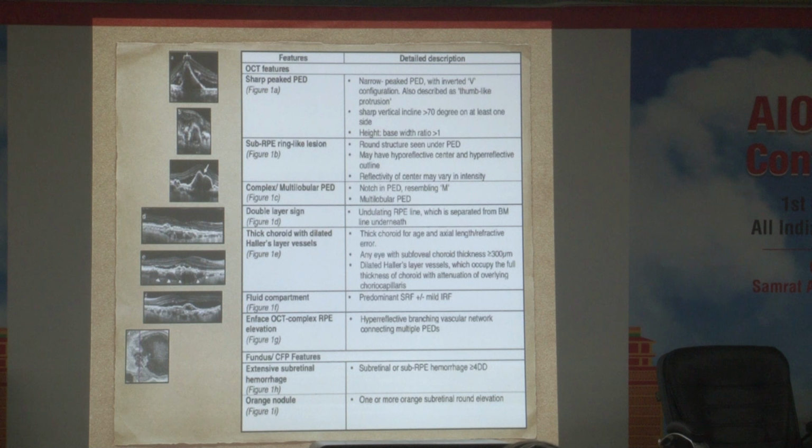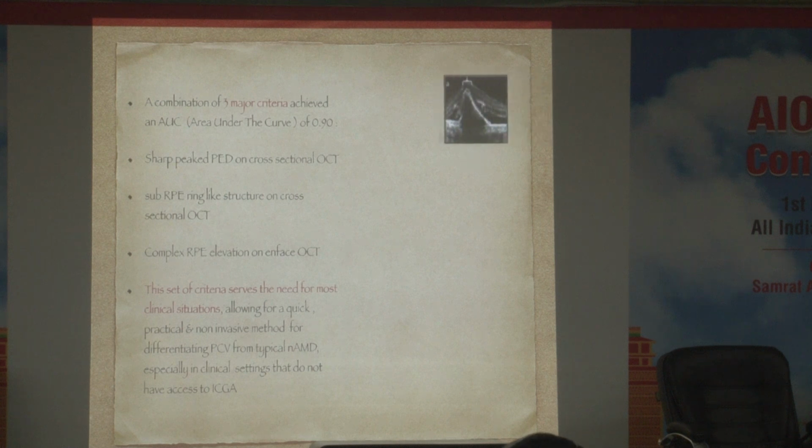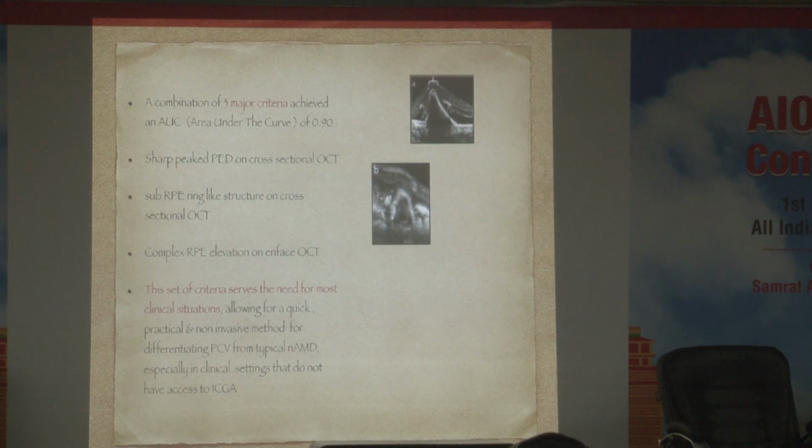Now coming to the fundus features, there is presence of extensive subretinal hemorrhage and presence of one or more orange subretinal round elevations. A combination of three major criteria achieved an area under the curve of 0.90, and that is sharp-peaked PED on cross-sectional OCT, sub-RPE ring-like structure on cross-sectional OCT, and complex RPE elevation on en-face OCT.